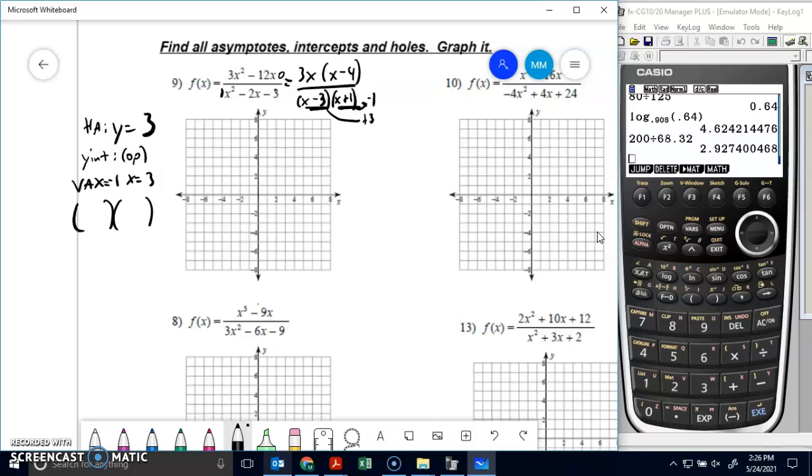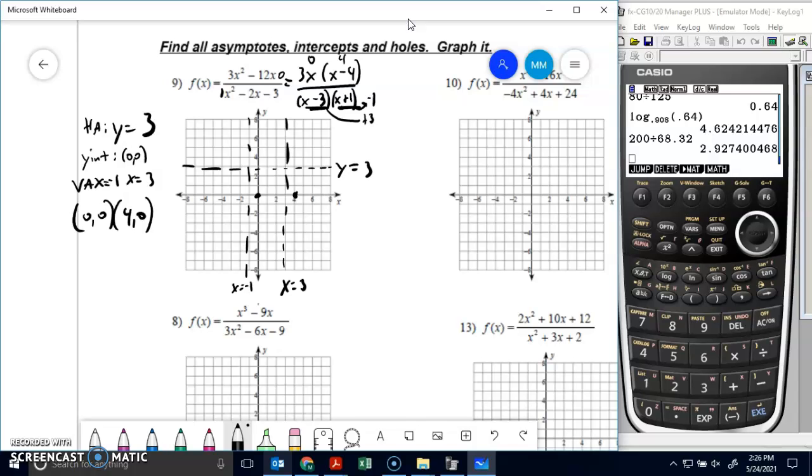There are two x-intercepts. Zeros in the numerator are 0 and 4. So 0, comma 0, which we already had, and 4, comma 0. So I'm going to plot 4, 0 and 0, comma 0. I'm going to draw an asymptote at negative 1. I'm going to draw an asymptote at 3. And a horizontal asymptote at y equals 3. And I have all my sections.